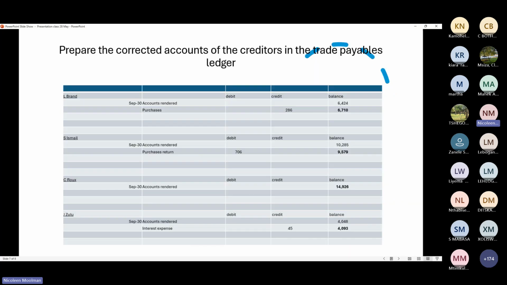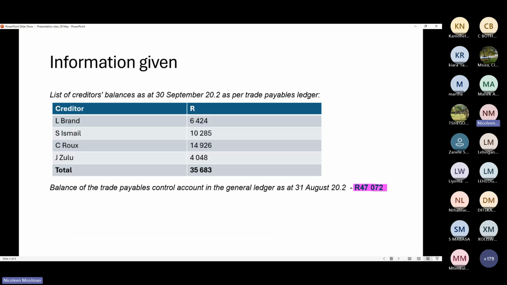So then if I continue to part B of the question, we need to prepare the corrected accounts of the creditors in the trade payables ledger. So we had the 4 creditors, Albrandt, S. Ismail, C. Roo, and J. Zulu. They gave us the amounts, which is the accounts rendered 6424, and that is also agreeing to this listing here in the front.